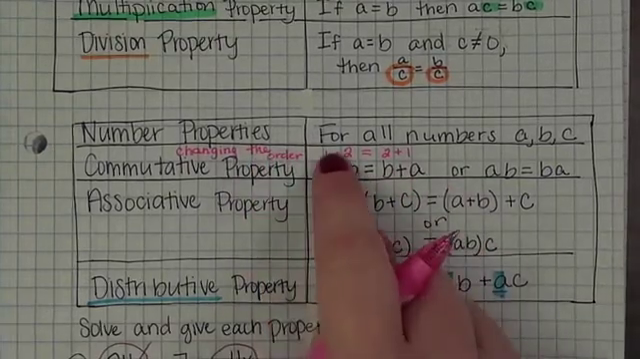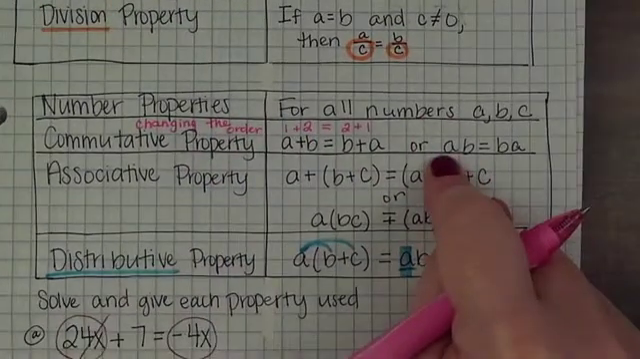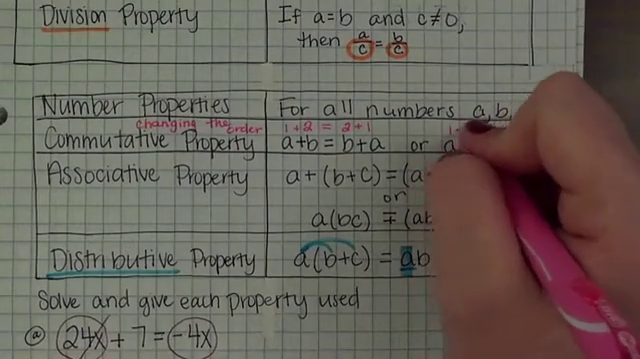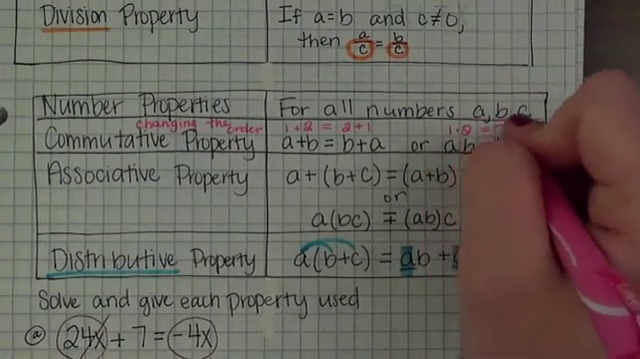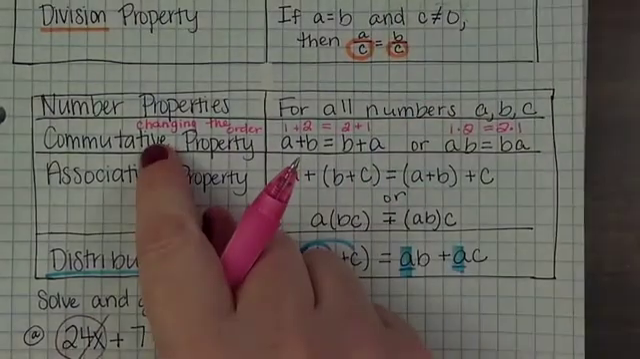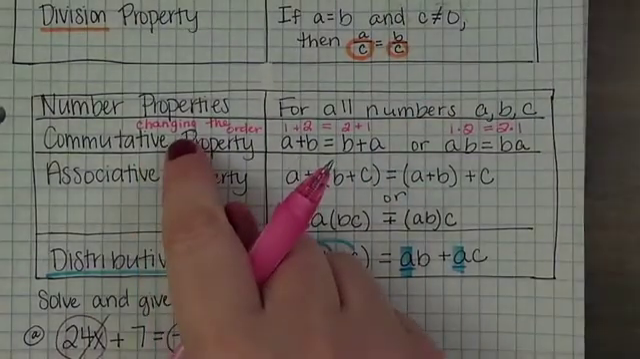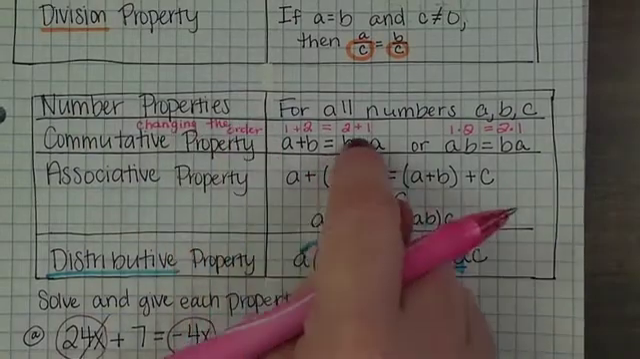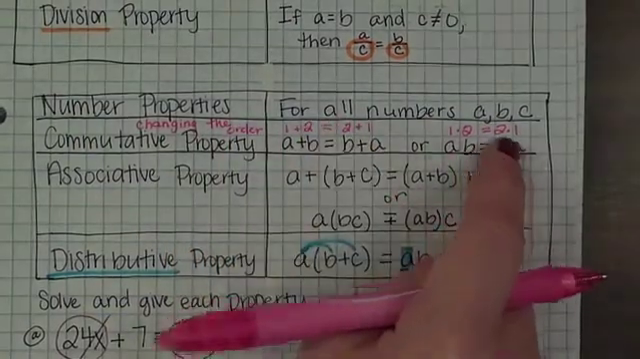So if you change the order, so instead of 1 plus 2, you wrote 2 plus 1, it's the same thing. Same thing as when you multiply. If I do 1 times 2, it's the same thing as doing 2 times 1. The order does not matter. So really, commutative property is just changing the order of which the numbers are written.